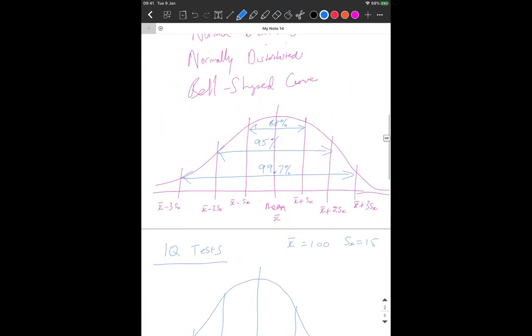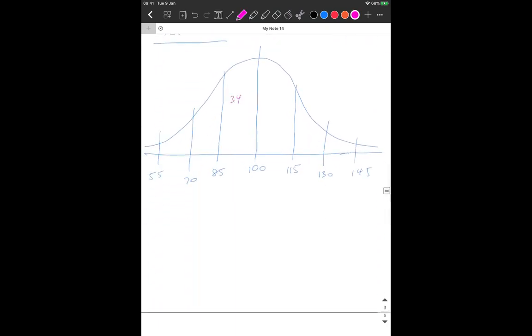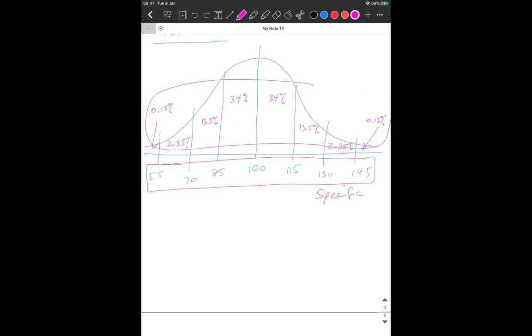Now, with these percentages, we can actually summarize this information by working out the percentage of each section. So if that's 68% in total, then it must be 34% either side. This is 13.5% either side, 2.35% either side, and 0.15% either side. Now those percentages don't change. They are true for every single normal distribution that you can be asked to think about. These values down here, on the other hand, they change. They are specific to the question that is being asked. So as soon as you know a situation is normally distributed, these percentages can all be written in because that doesn't change, but these values down here are specific to the question.